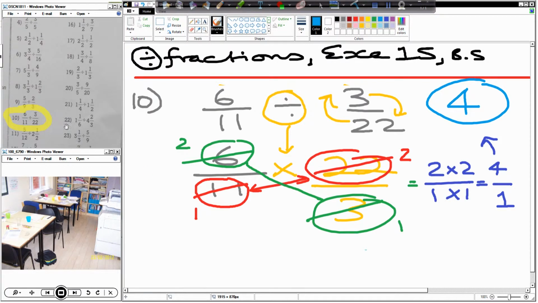Now I'm going to give you some classwork questions for you to do. So let me just highlight them for you. So I want you to do question number 5, number 18, number 20, number 22. You can do those questions for me now.